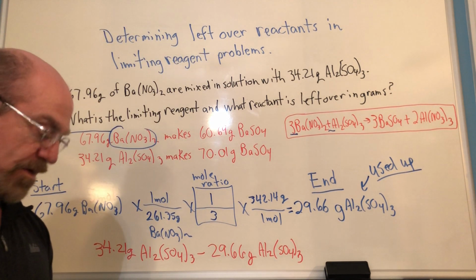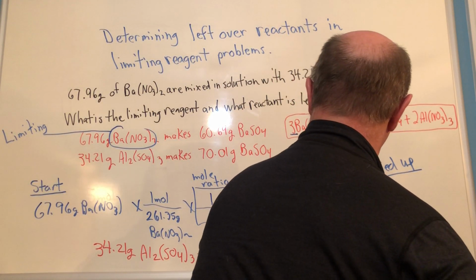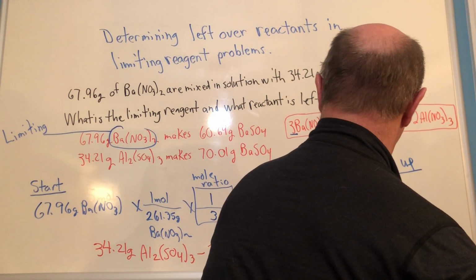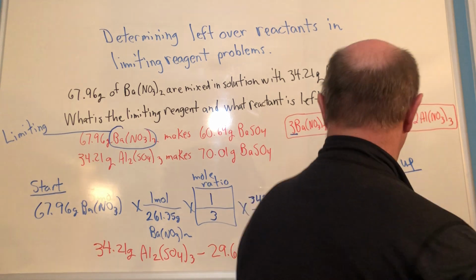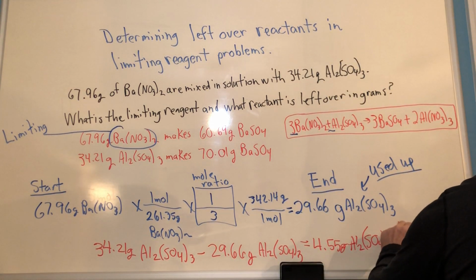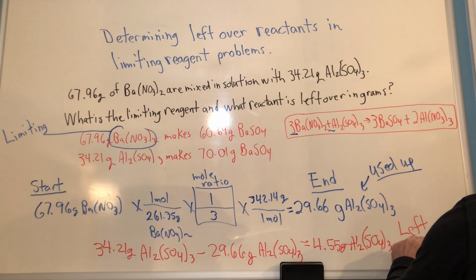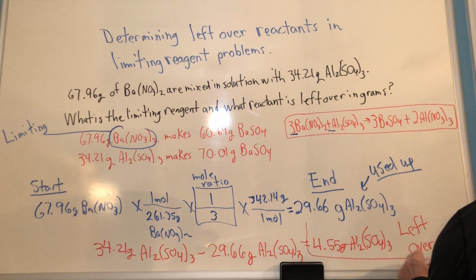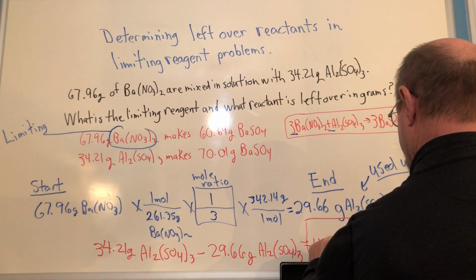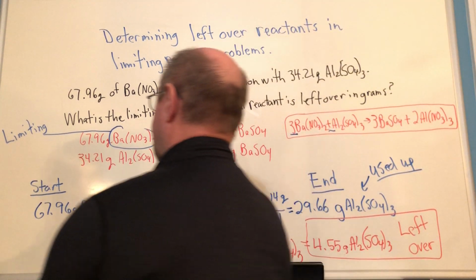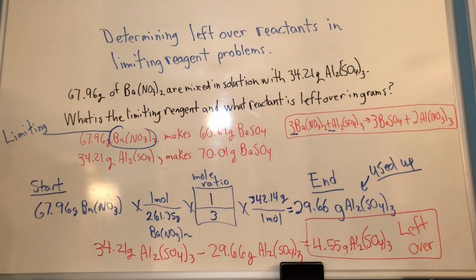And so what are we left with? 4.55 grams. Let's get that G a little more clear. 4.55 grams. Okay, so that's how you find the amount of a reactant left over, from the one that isn't the limiting reagent. It's the other one. How much of it is left over after the reaction is over.